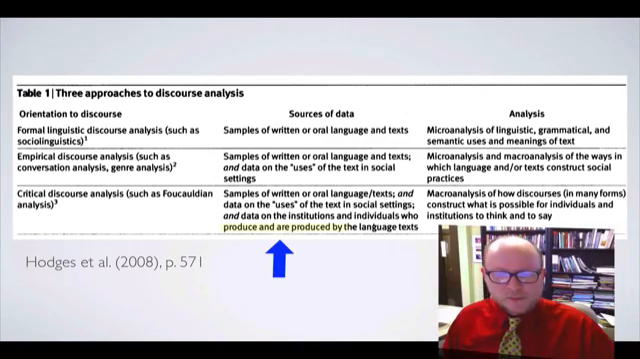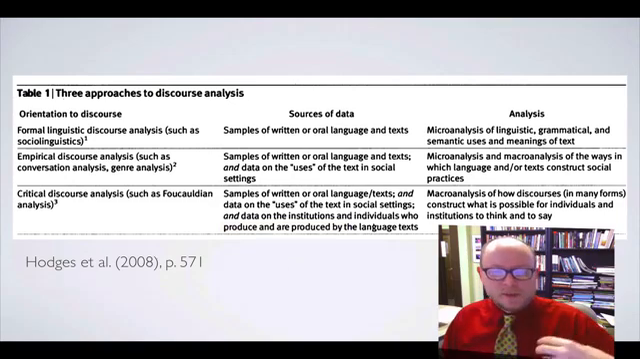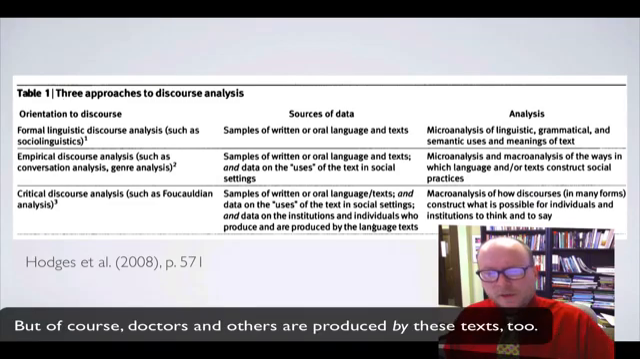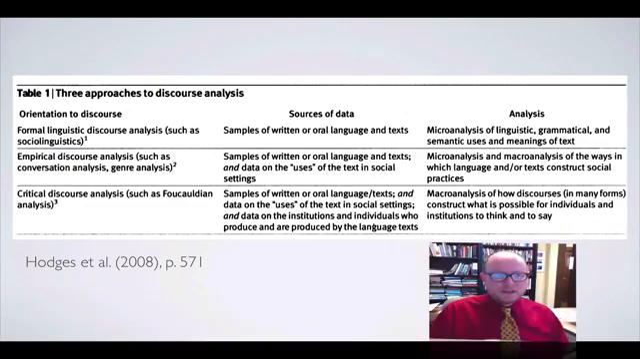Now, produce and produced by, that would be like if we were talking about mental illness, the people who are producing these texts would be doctors, nurses, psychologists, perhaps religious leaders, those kinds of things, and the people who are produced by those texts, the actual mentally ill people. And with those sources of data, you would do a macro analysis of how discourses in many, many forms are actually constructing what's possible for individuals to think and to say.